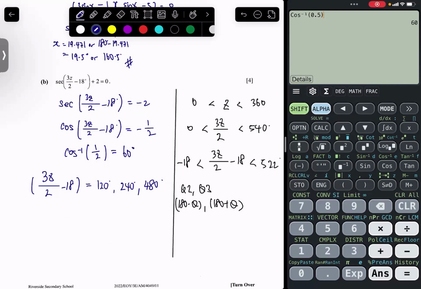So 3z minus 18, divided by 2, times 2 divided by 3, right? So complicated. z equals 120 plus 18 times 2 divided by 3. Okay, so the first answer is 92 degrees. 240 plus 18 times 2 divided by 3 is 172, and 480 plus 18 times 2 divided by 3 is 332. Answer.